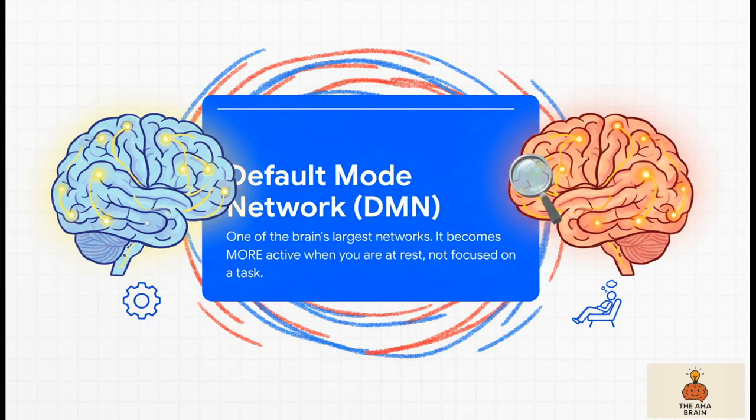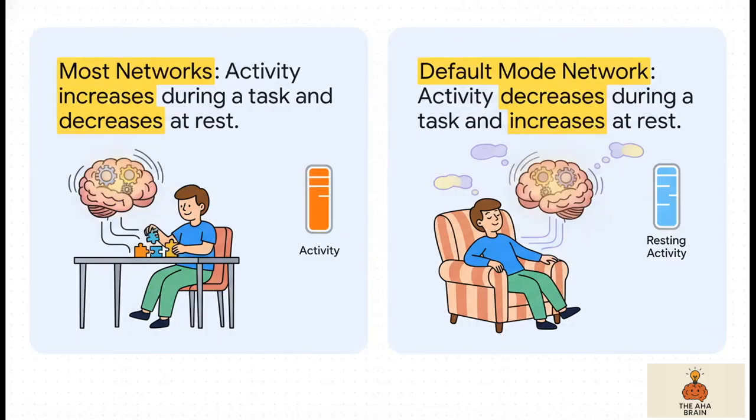This is the default mode network, or the DMN for short. And the crazy thing is, researchers basically stumbled upon it by accident. They were running experiments and they kept noticing this weird pattern. Whenever they gave someone a task to do, certain parts of the brain actually got quieter. And as soon as the person stopped the task and just rested, those same areas lit up like a Christmas tree.